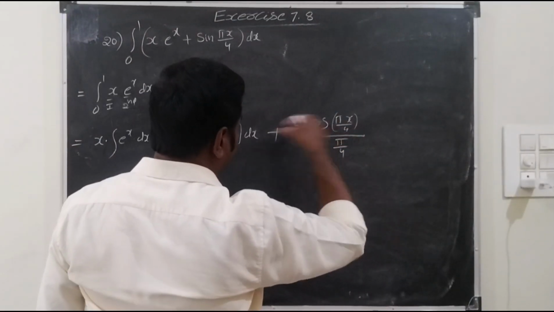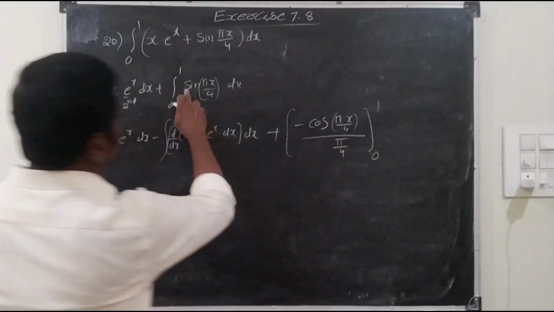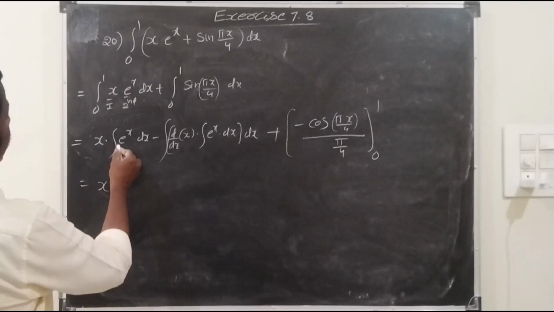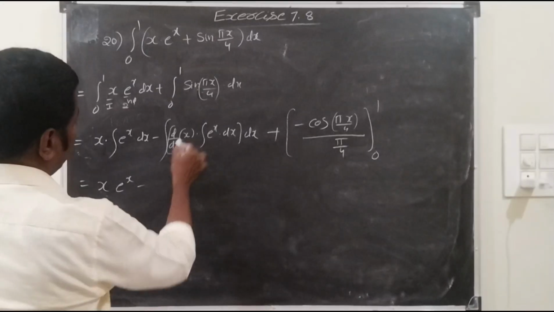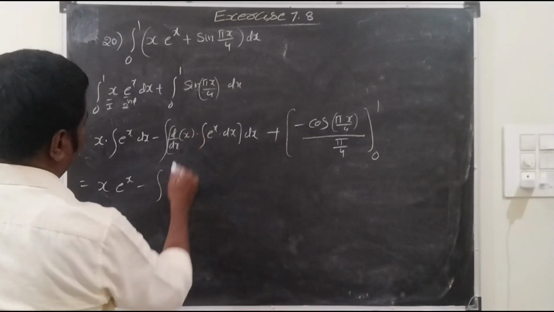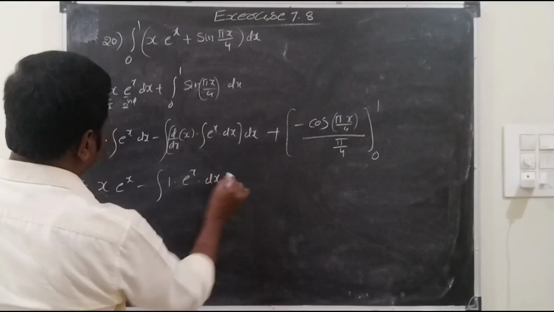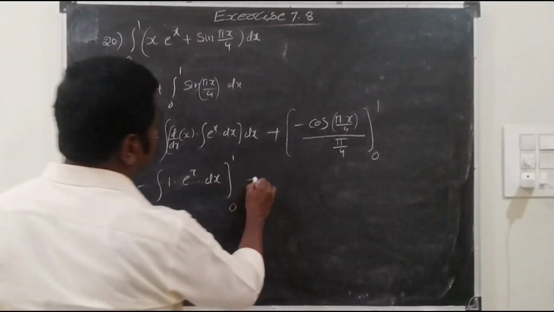Pi x by 4 derivative is pi by 4. Limits are 0 to 1. Integral of sin is minus cos. Here, x into integral of e power x, minus derivative of x is 1, integral of e power x into dx. Limits are there for the total integral, 0 to 1.